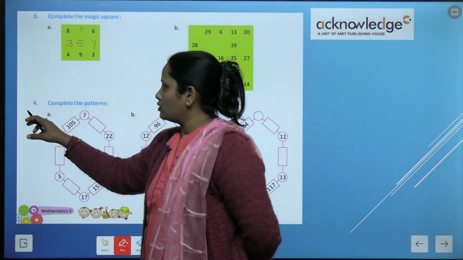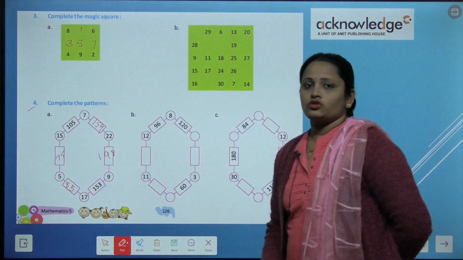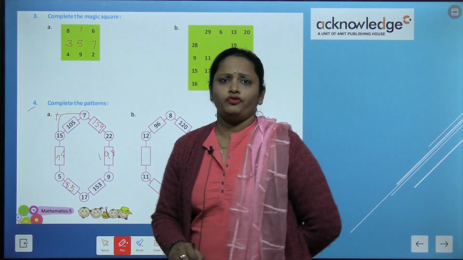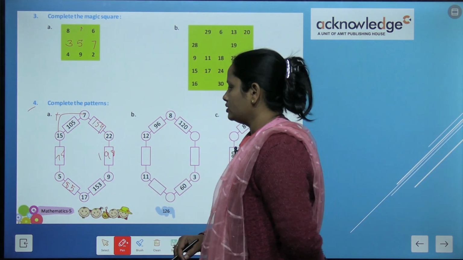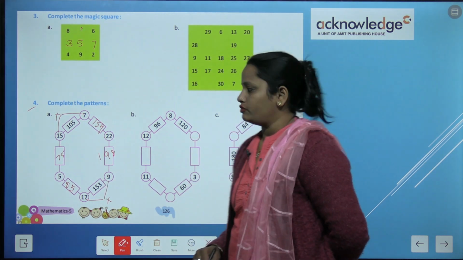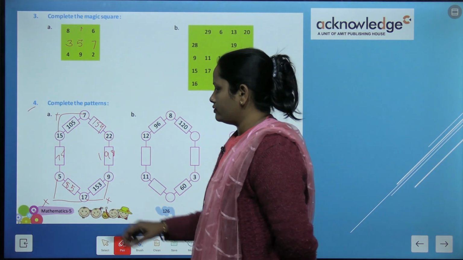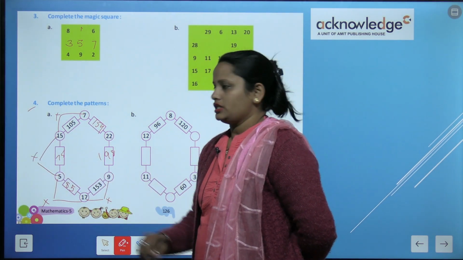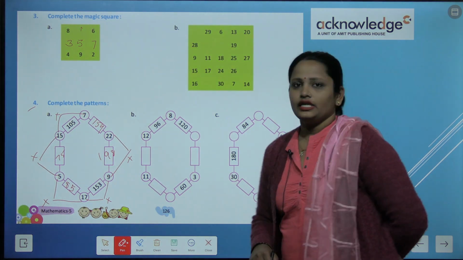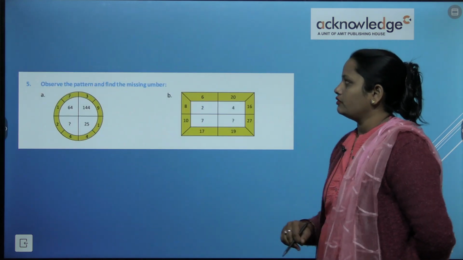Now let's move on to question number 4, complete the pattern. Here you can see various numbers are written. We have to complete this pattern. So children, in this first question, what we did, we have multiplied these two numbers. 15 multiplied 7. Then we got 105. Similarly, we have multiplied these two numbers. 17 multiplied 9. So we get 153. Similarly, let's multiply 5 and 17. So we got 85. 5 multiply 15, we got 75. 22 multiply 9, we got 198. So similarly, children, you have to find out the pattern that is here and then complete the given space.